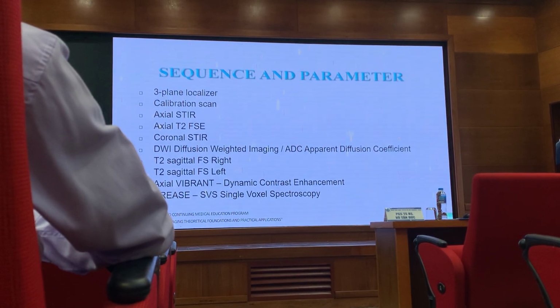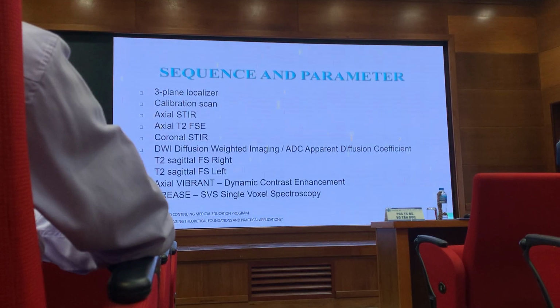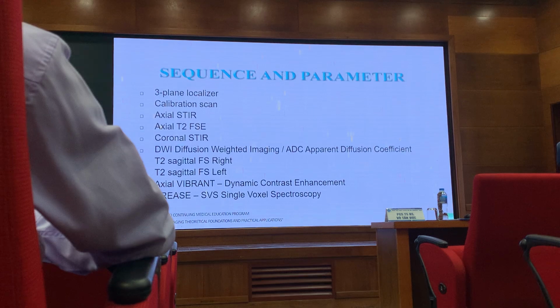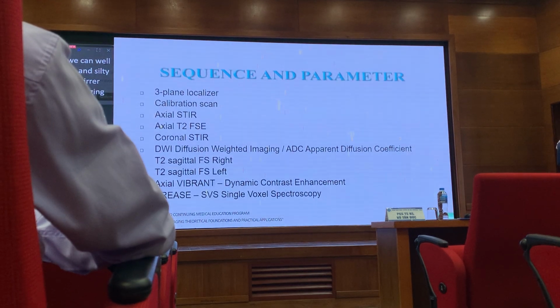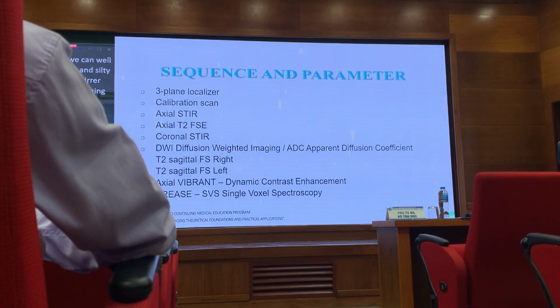T2 sagittal fast spin echo for the right breast as well as the left breast. Axial VIBRANT is the dynamic contrast enhancement, which starts with the mask phase as a baseline, followed by 6 phases of continuous contrast scanning. And also single voxel spectroscopy to see the metabolic level.